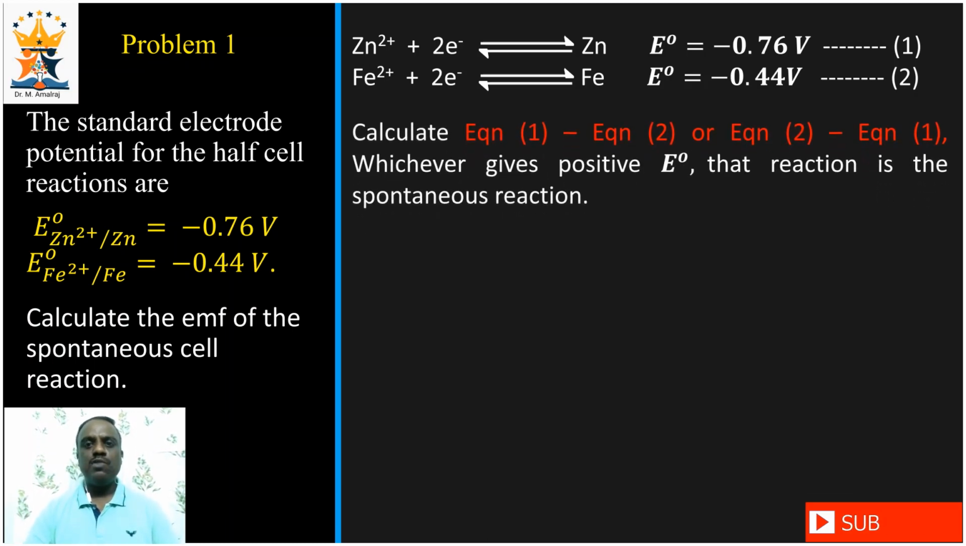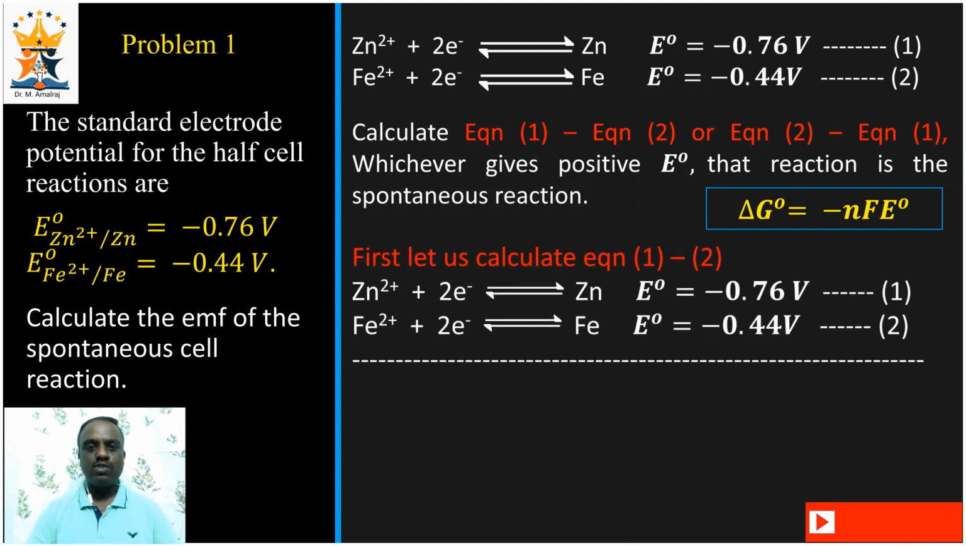See, we must calculate equation 1 minus 2 and equation 2 minus 1. You know why? Remember the formula, delta G naught equal to minus nFE naught. If E naught is positive, delta G naught will be negative. So we have to calculate equation 1 minus 2 or 2 minus 1 so that the E naught comes out positive. In this case, first let us calculate 1 minus 2. When we subtract, this is a typical arithmetic subtraction only. Let us change the sign of the second equation.